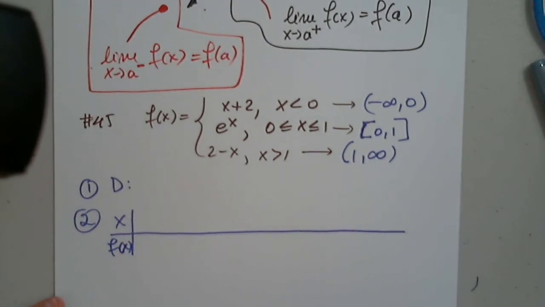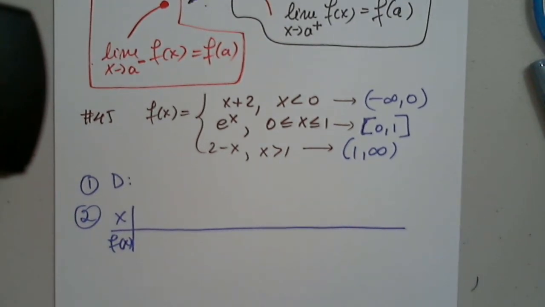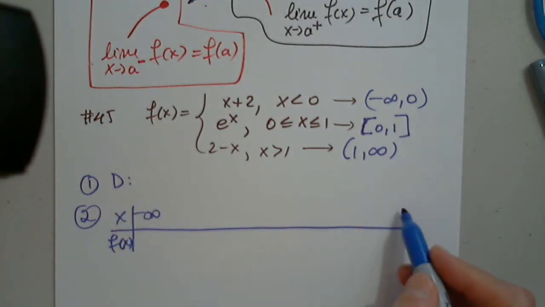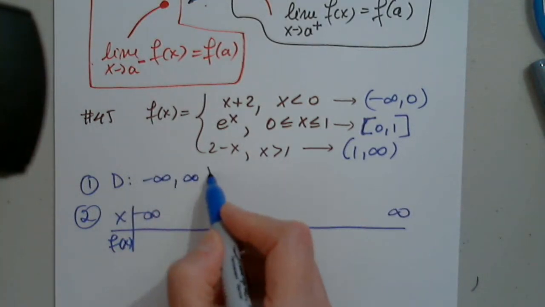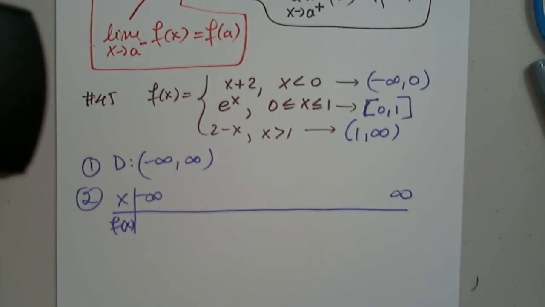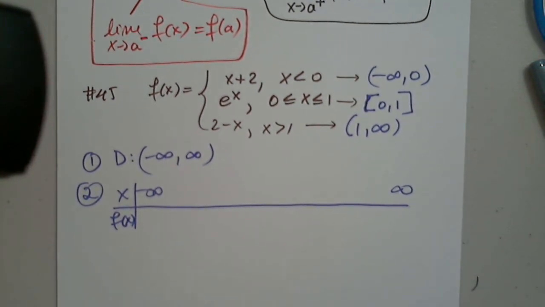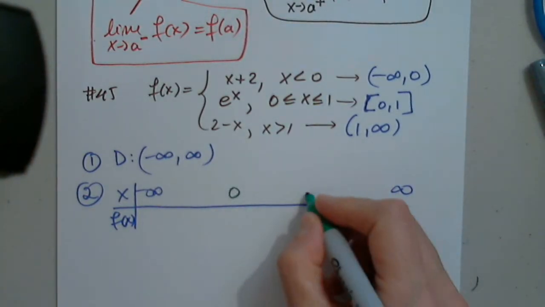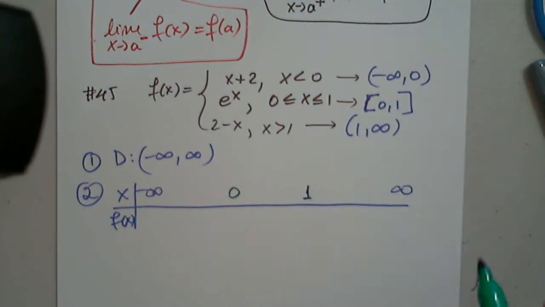Can anyone give us the domain? Negative infinity to infinity. Nothing is missing, no gaps. Awesome. Which values I have to put in the table? Which x values, to be exact, I have to put in the table? 0 and 1. Absolutely. And some others, but 0 and 1 are key x values.